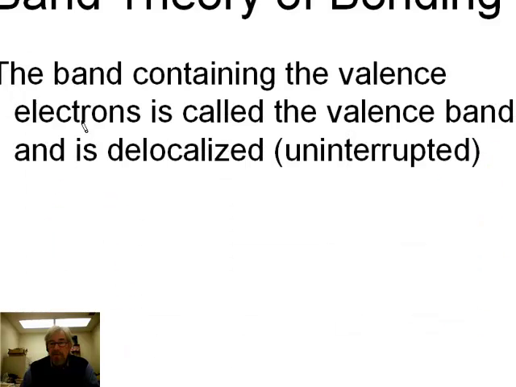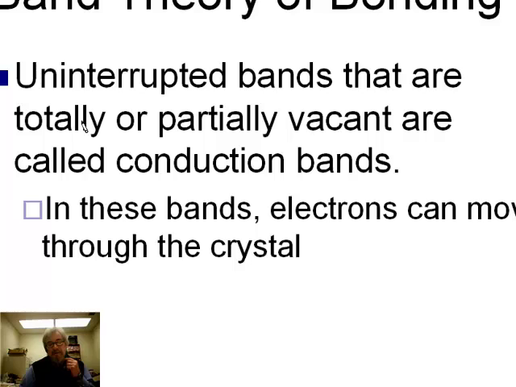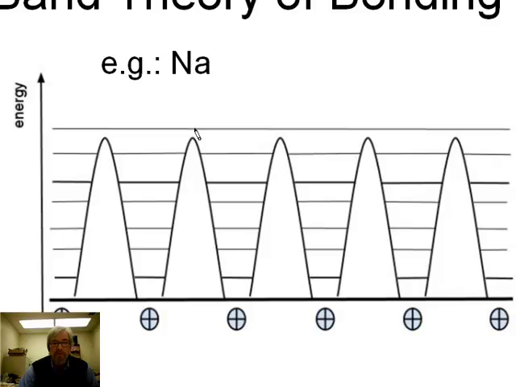So the band that contains the valence electrons is called the valence band, and that valence band and every band above it is going to be uninterrupted, delocalized. So the electrons that were in that band have the possibility of moving, if there's room. Uninterrupted bands that are totally vacant or partially vacant are called conduction bands, because that's where electrons can move around through the crystal. So let's take a look at sodium.